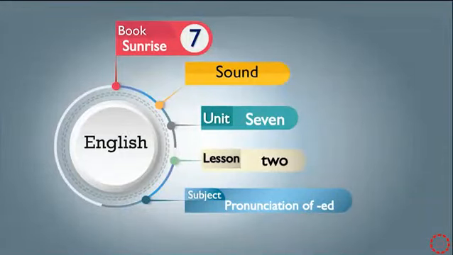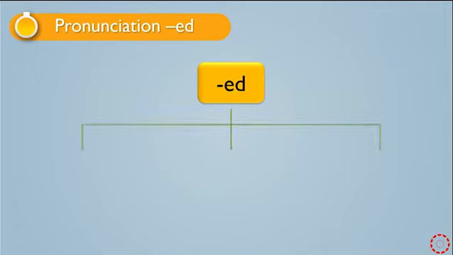Today we have Sound, Unit 7, Lesson 2. The subject is pronunciation of ED. We know that we add ED to change a verb from present to past. ED has 3 different sounds at the end of the verbs.